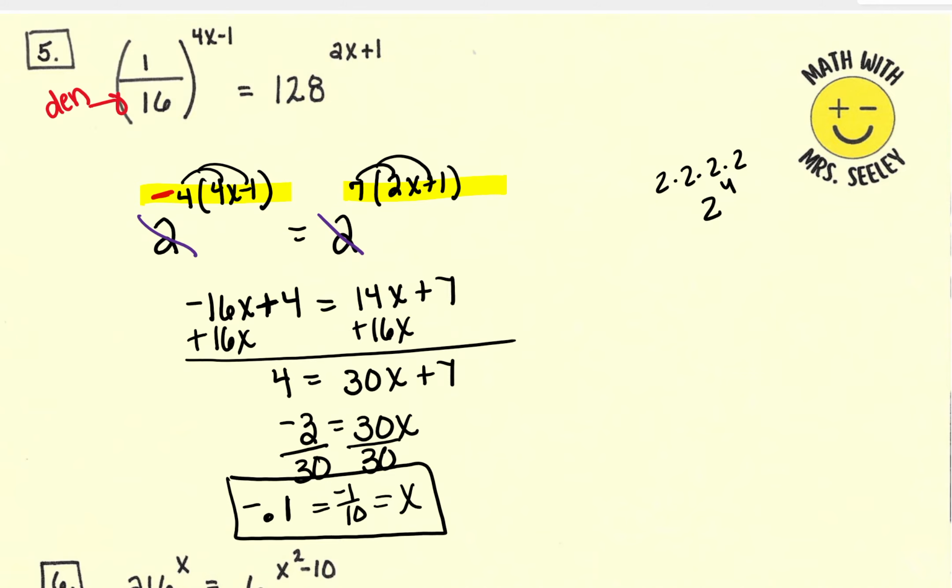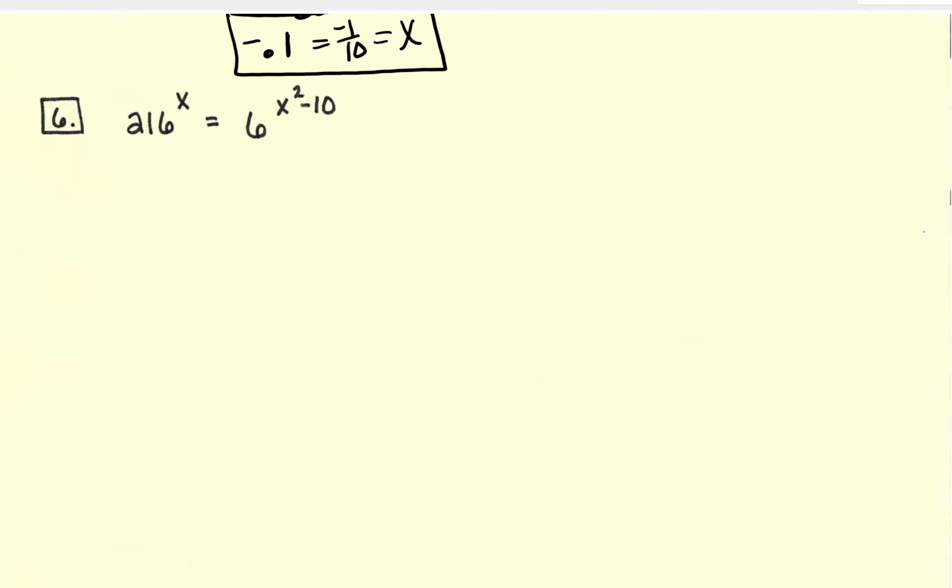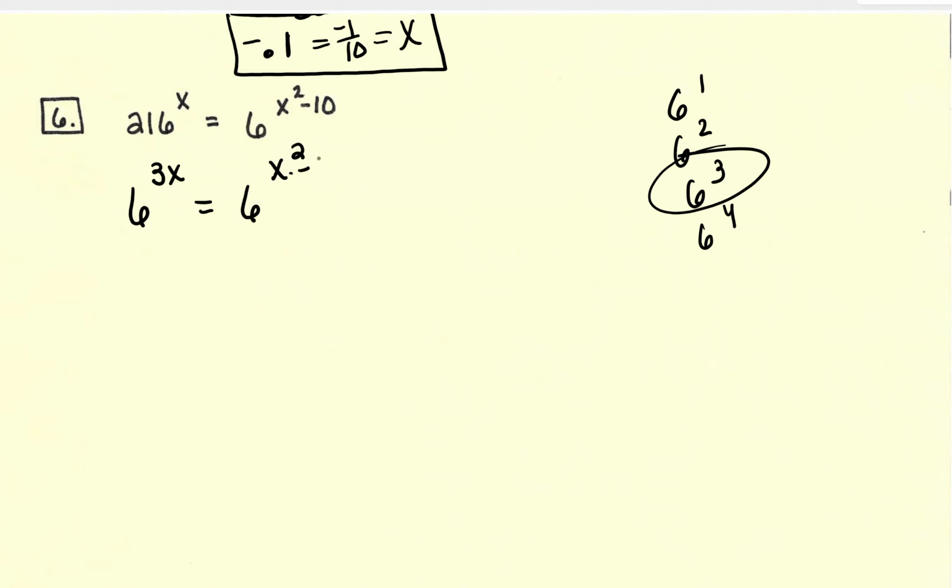Okay, let's look at number 6. Speaking of 6, we got to get a base, and 6 is that base. So let's think about 216. And again, you may need to kind of go over to that calculator until you find it. But it's 6 to the 3rd power equals 6 to the x squared minus 10. I have the same base, so drop those bases, set those exponents equal, and when I do, I will have 3x equals x squared minus 10.